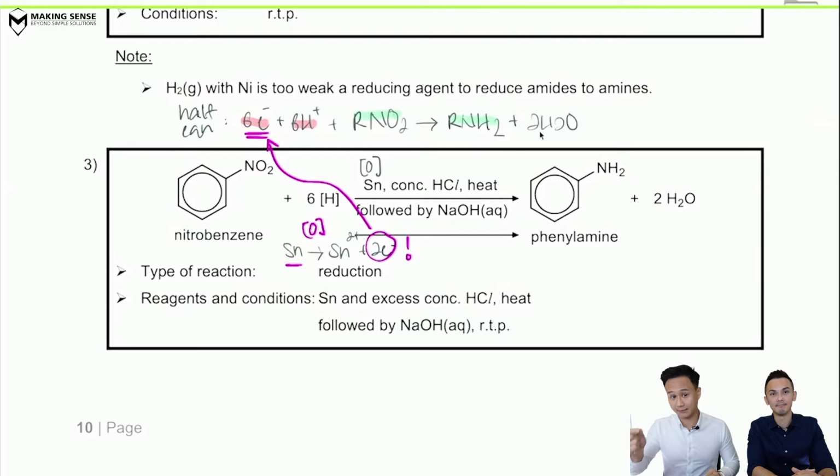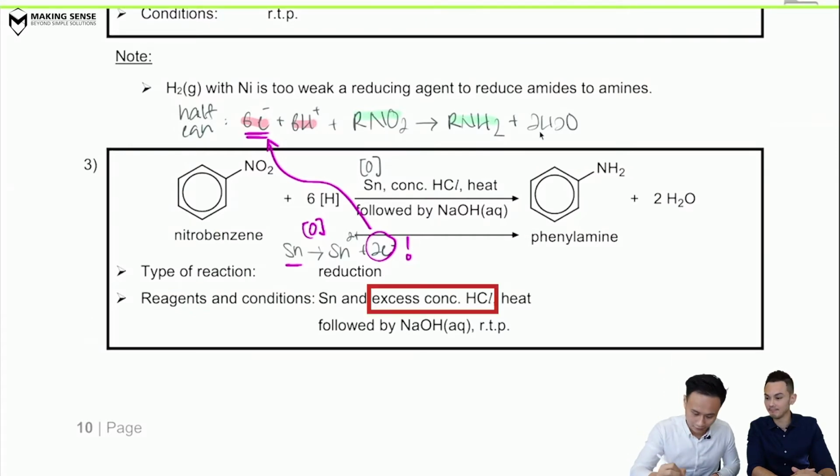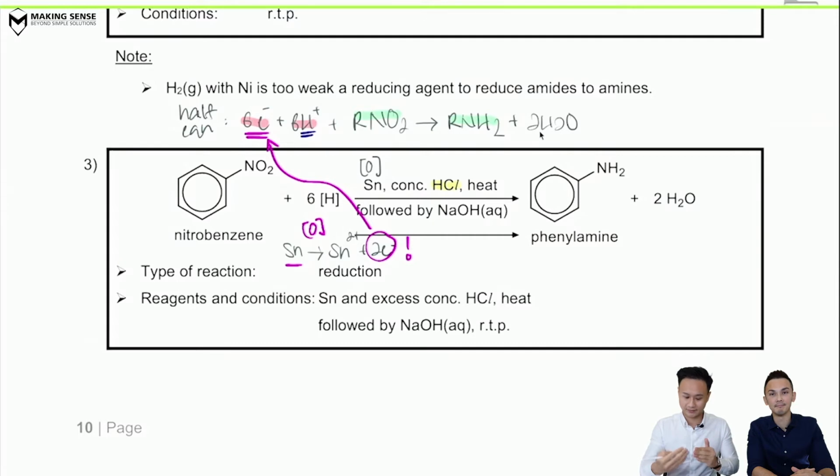Now, where H+ comes from is going to be from your acid. That's why we need tin, and we also need concentrated HCl. The HCl, like I said, provides the H+ that you need. So using electrons and H+, we can successfully reduce nitro into amine. But the thing that confuses me and most students is this. Mr. William, what on earth is this for?